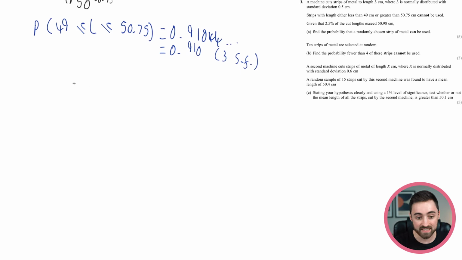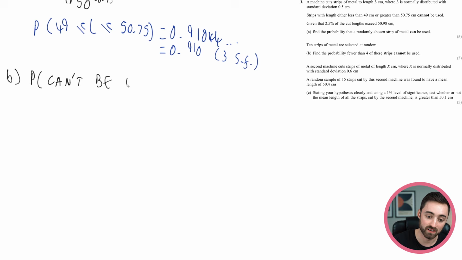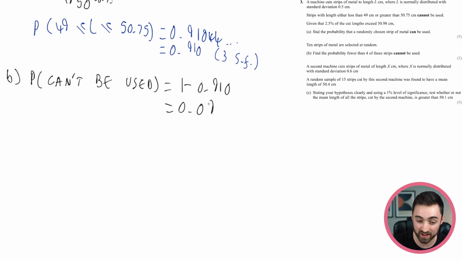Part B. 10 strips of metal are selected at random. Find the probability fewer than 4 of these strips cannot be used. Well, we know the probability that one given strip can be used. It's 0.91. So the probability that a given strip can't be used is going to be 1 minus 0.91, right? 1 minus 0.910, which is going to be equal to 0.09. Okay. So then what have we got? We know the probability that one of them can't be used. And then it says find the probability fewer than 4 out of 10.